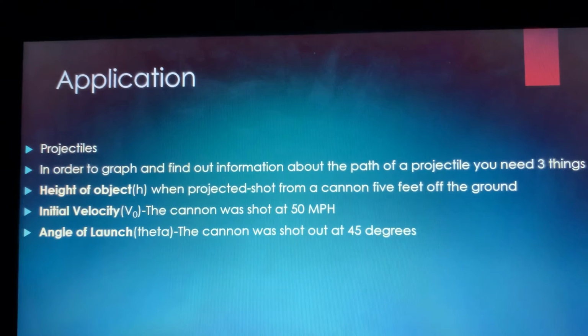The height of the object, written as h. The height of the object when projected. For example, if a ball was shot from a cannon 5 feet off the ground, then our height of the object, or h, would be 5.